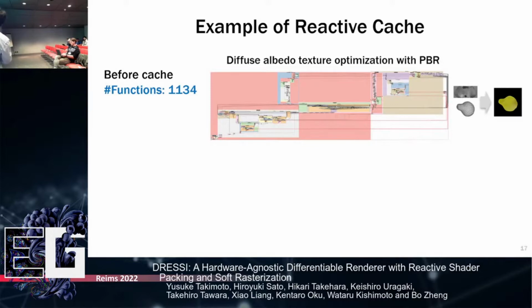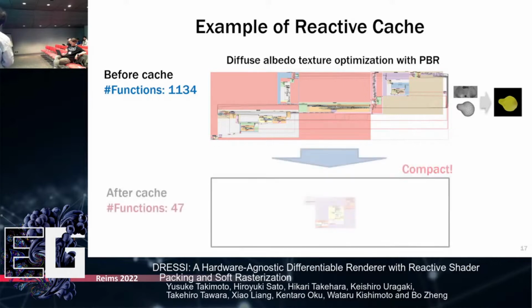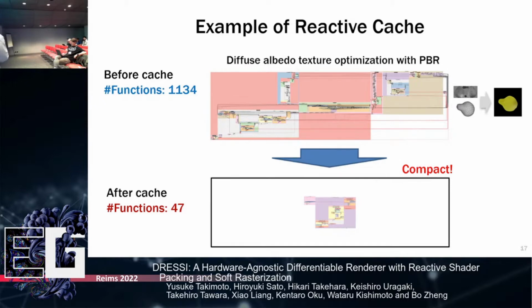Let me introduce an example of the reactive cache. This is before the cache. You can see this is a computational graph. It is very complicated. This is taken from the diffuse albedo texture optimization with PBR. The number of functions is more than 1,000. But after caching, since this graph has many cacheable parts such as irradiance sampling and rasterization, the number of functions at runtime is reduced to 47, so iteration is much faster.